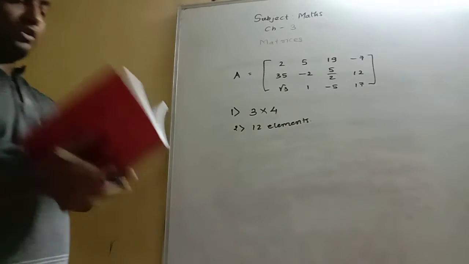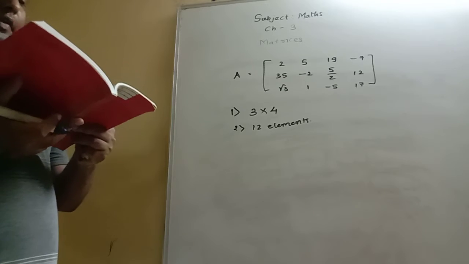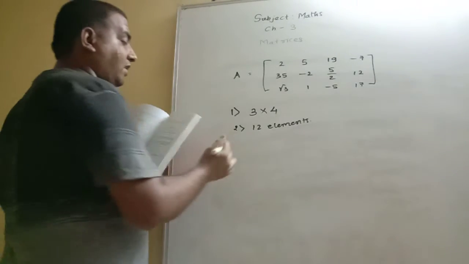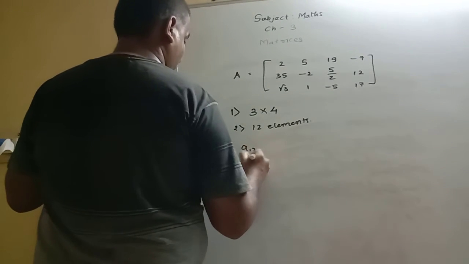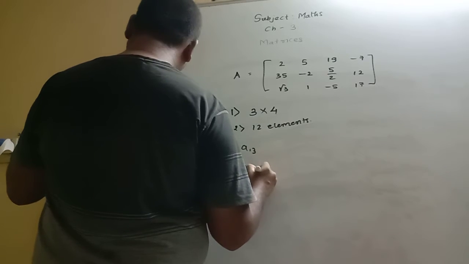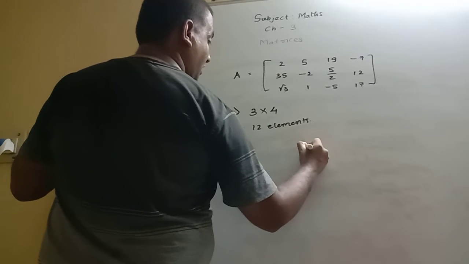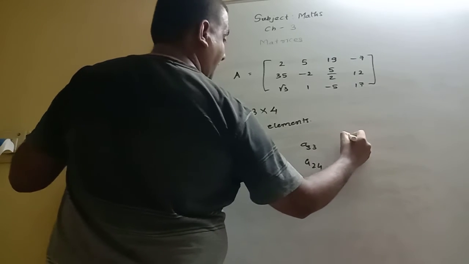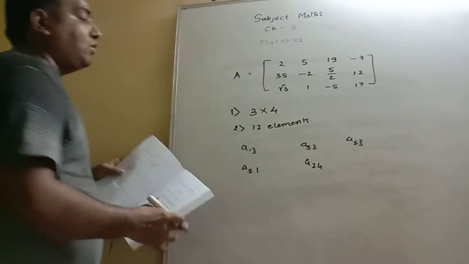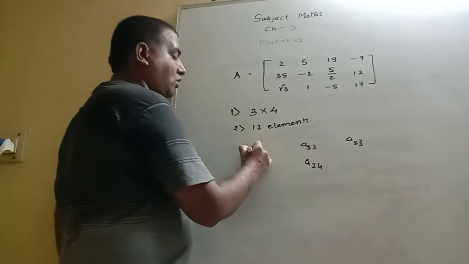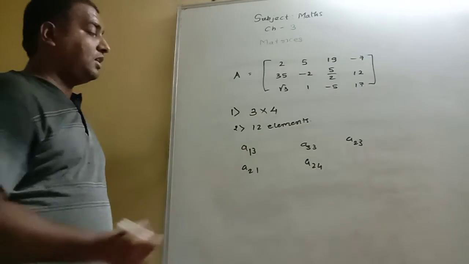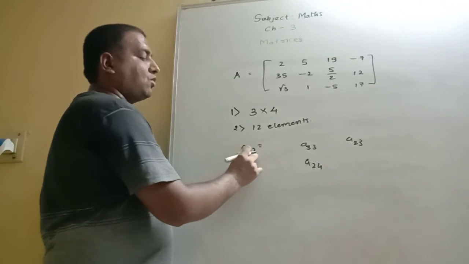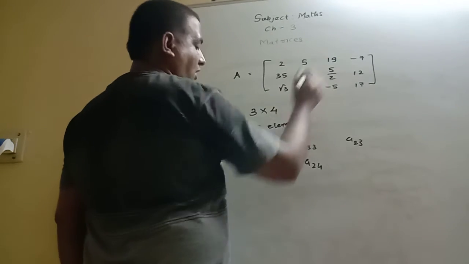And the third question is to write the following elements: A13, A21, A33, A24 and A23. Now we know that the first is the row number, the second is the column number. So A13 means first row, third column. So first row, third column is 19.